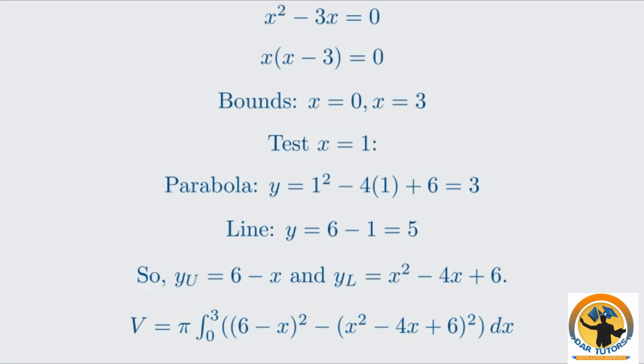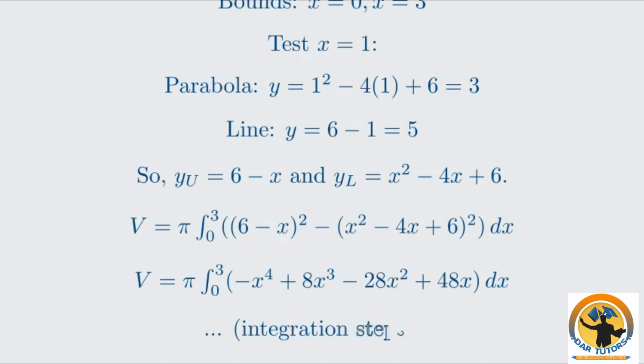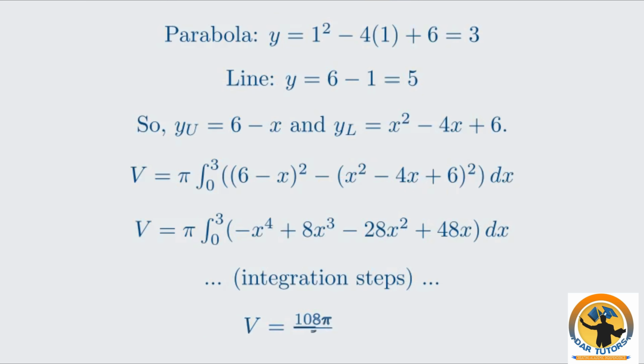Expanding the terms inside the integral gives us a polynomial. Integrating this polynomial term by term and evaluating from 0 to 3 is a straightforward but lengthy calculation. After expanding and integrating, we find the volume is 108 pi over 5 cubic units. This problem highlights the importance of careful algebraic manipulation in the washer method.